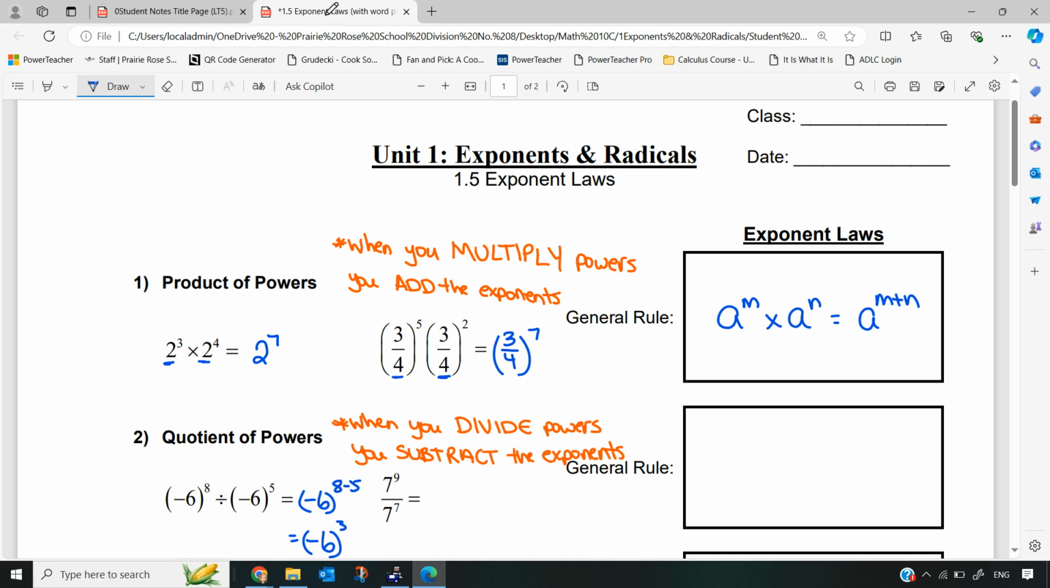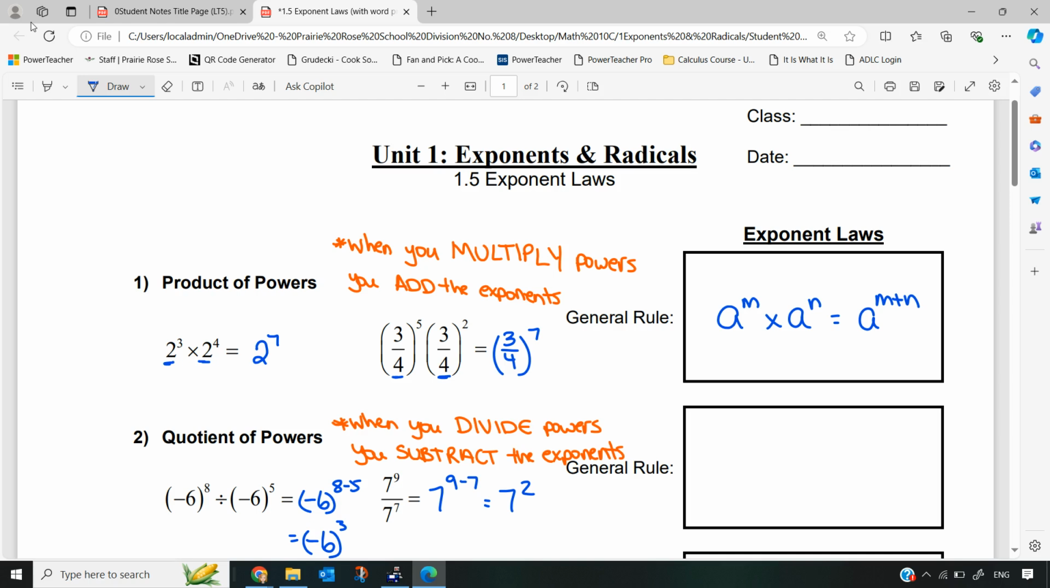Now it's important if our base is negative that we keep that base in brackets because that's telling me that the exponent applies to the entire base and not just the 6. You will notice on your calculator if it's an odd exponent, it's not going to change your answer in the calculator, but if it's an even exponent, it does matter. Now for 7 to the 9th over 7 to the 7th, that would be 7 to the 9 minus 7, which would be 7 squared. All of these can be checked on your calculator if you wanted to verify your answer.